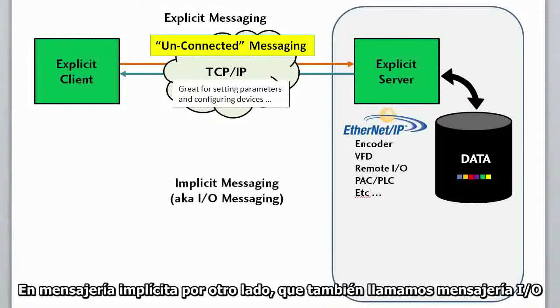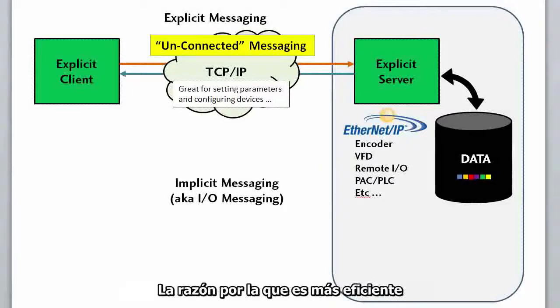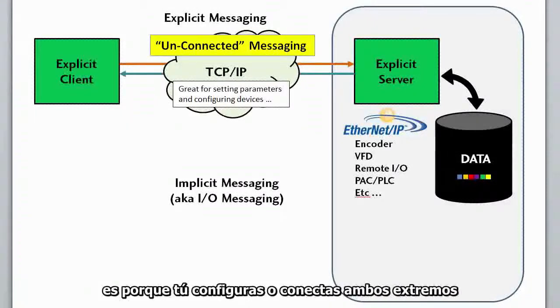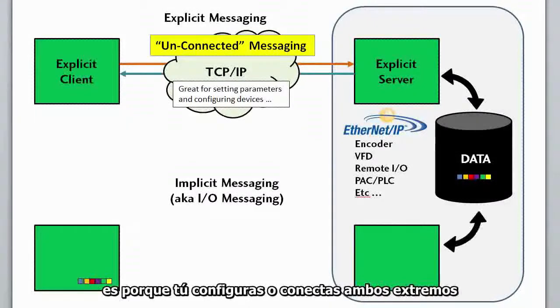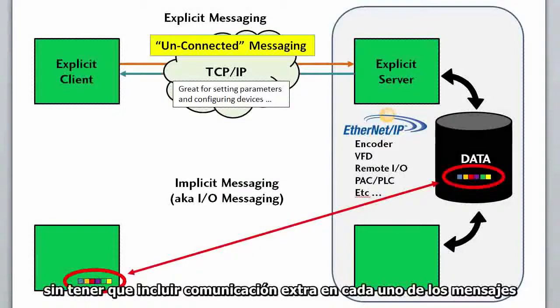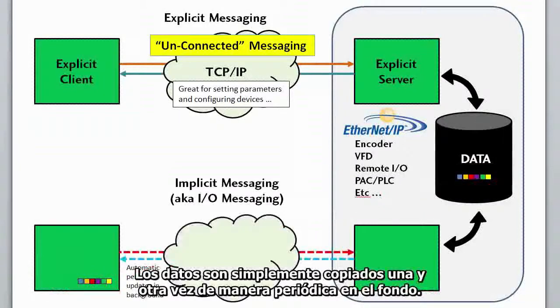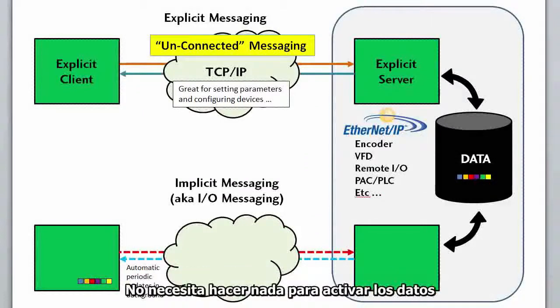Implicit messaging, on the other hand, which we also call I/O messaging, is time critical, and it's much more efficient. The reason it's more efficient is you preset up or connect both ends so they know implicitly exactly what to expect without having to include the extra communication baggage in each and every message. The data is simply copied back and forth at a periodic rate in the background. You don't have to do anything once it's enabled.